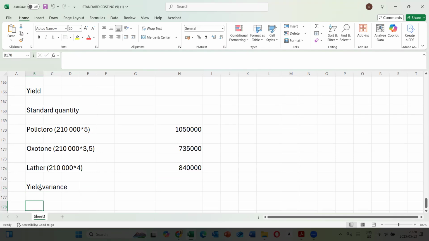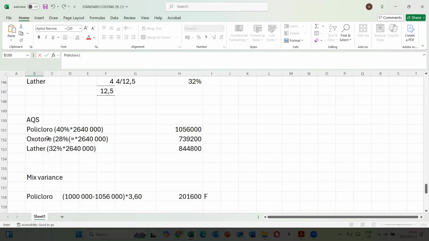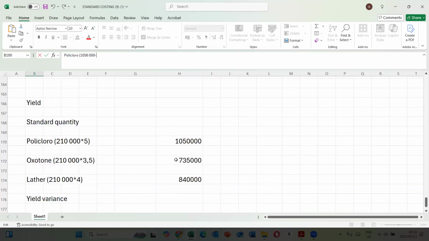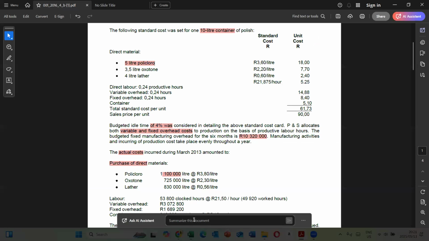Now the yield variance. We're going to take actual quantity in standard terms minus standard quantity. Remember, standard quantity is the desired result. The actual quantity is what we have there. So for polychloro, we take the actual quantity in standard terms, which we worked out here: 1,056,000 minus the standard quantity, which is 1,050,000. Then we multiply with the standard price per unit, which is 3.60.